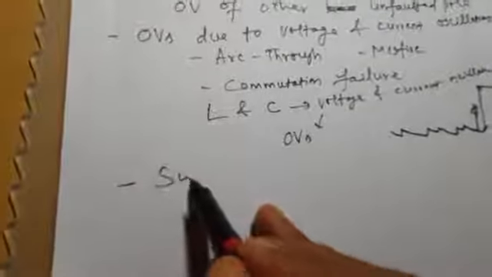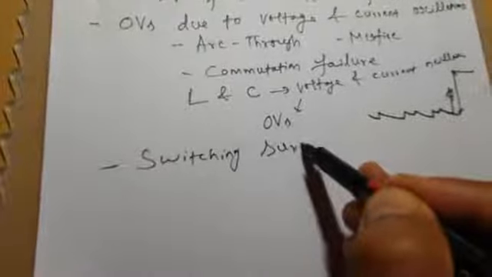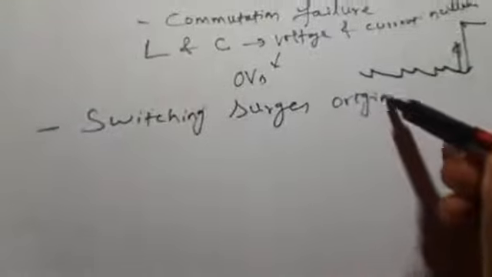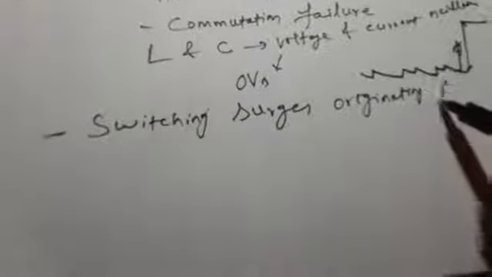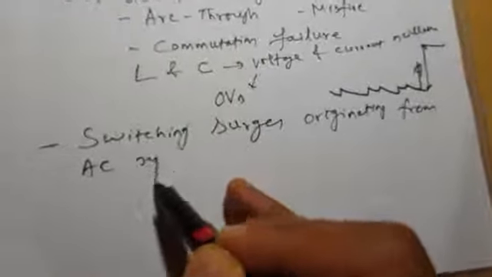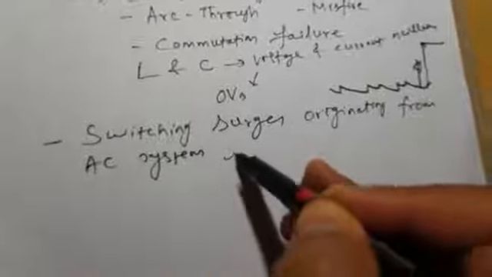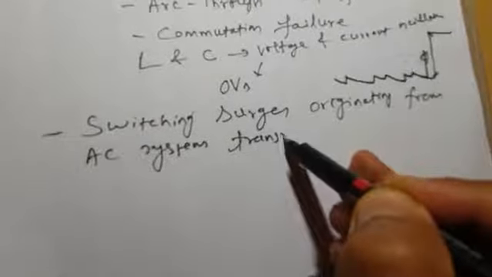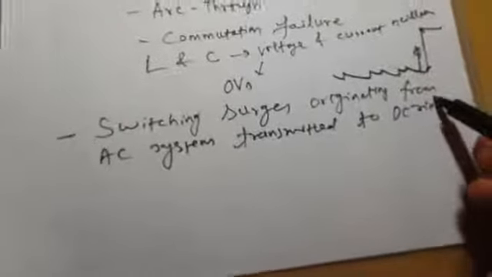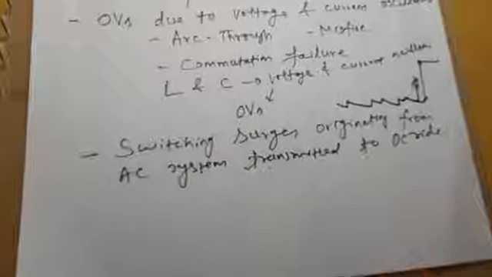Next is switching surges originating from AC system transmitted to DC system. There may be a switching surge on AC system which is transmitted to DC system. Let's see how it will be clear to you with the help of this diagram.